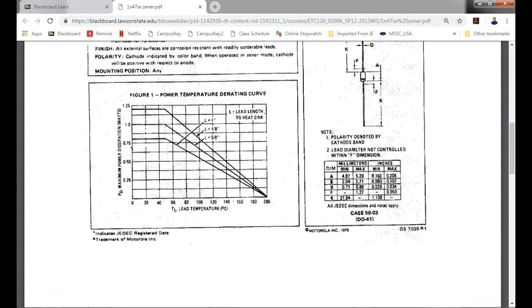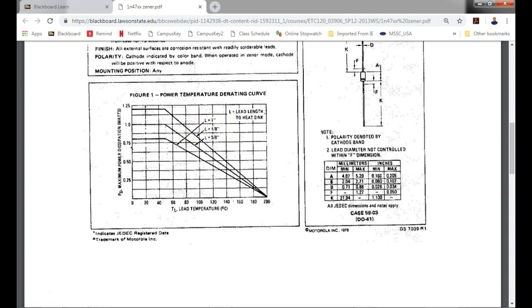Then we have to derate it depending on the length of our leads. Power temperature derating curve. That means if you have a lead that's, let's see, 1 inch, so you have 1 inch extended out beside that thing, then you've got to derate it according to this temperature chart, right? 3/8, 1/8, and 3/8 depends on where you can do it, right? You understand that? That makes sense.